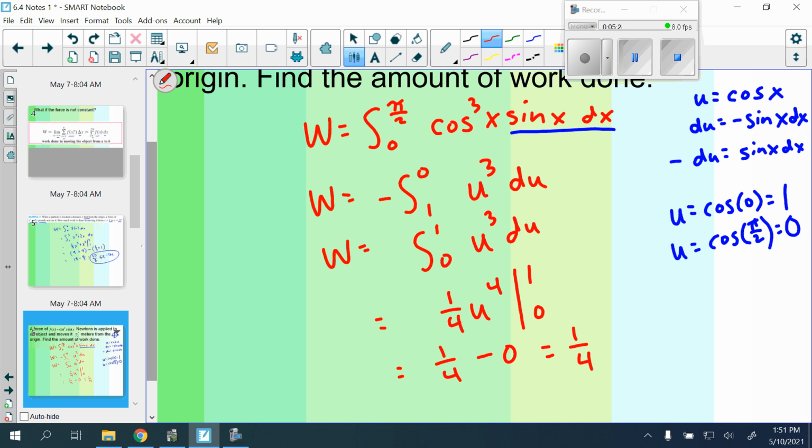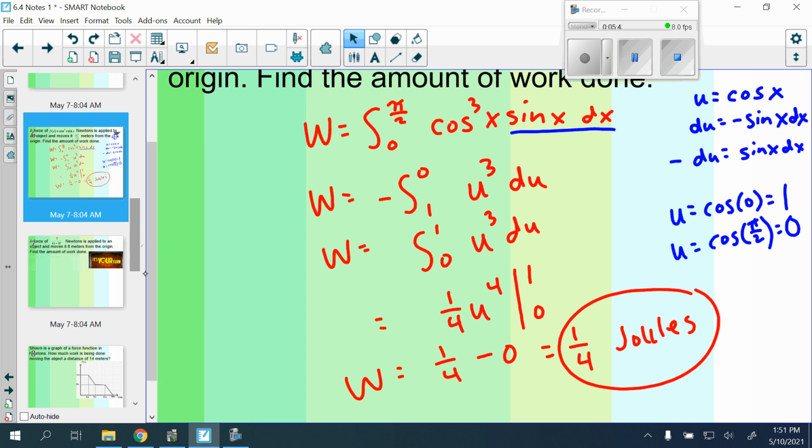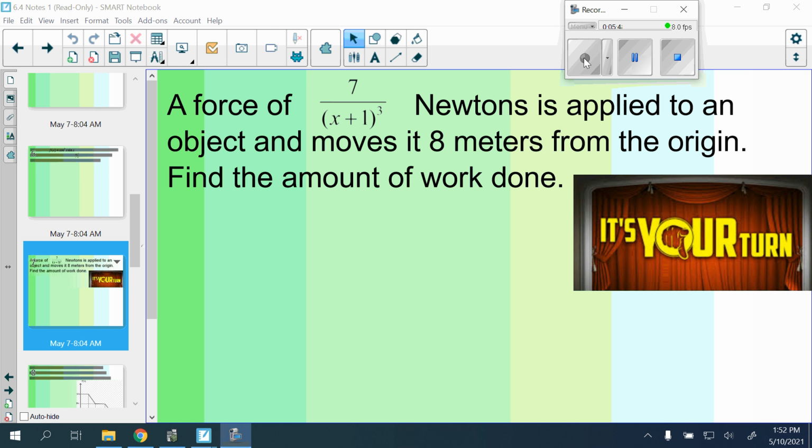And this was in newtons, moving it in meters. So that's a measurement called joules. So the answer would be 1/4 joules. That's the amount of work done on this one. All right, one more. Why don't you try this? Try this next one out on your own, and we'll check it in a second.